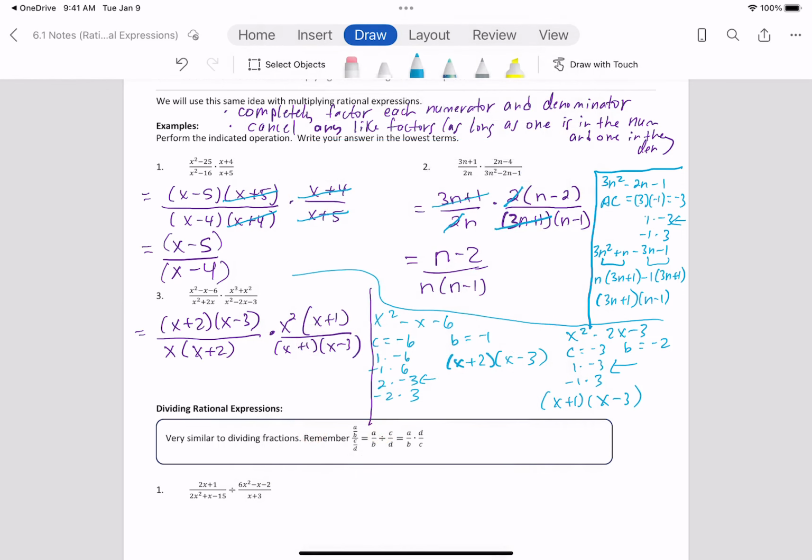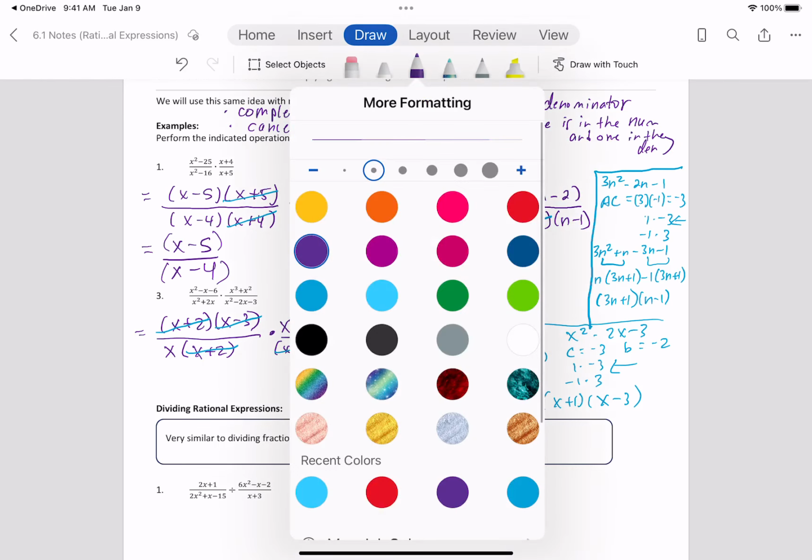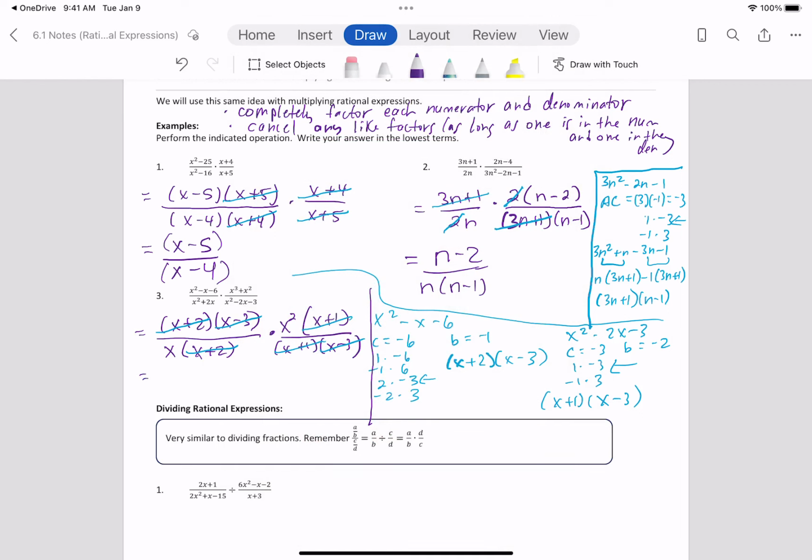And then we can start looking for any common factors that we can cancel. So I see an x plus 2 and an x plus 2. I see an x minus 3 and an x minus 3. And I see an x plus 1 and an x plus 1. And that would leave me with x squared over x, which if you remember back to your exponent rules, if we have like bases being divided, we can subtract the exponents. So the final answer to this is just x.